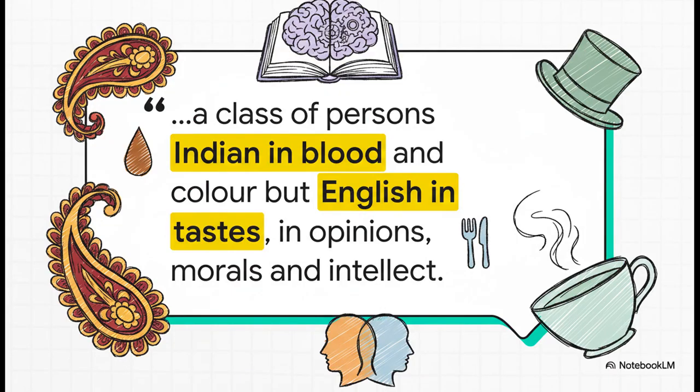And well, here's a very stark, historical example of that. This quote is from T.B. Macaulay back in 1835 during the British rule in India. His goal was to create a class of people who were Indian, but who thought and acted English in every way. It's a textbook case of one culture seeing itself as superior and trying to impose its values on another.